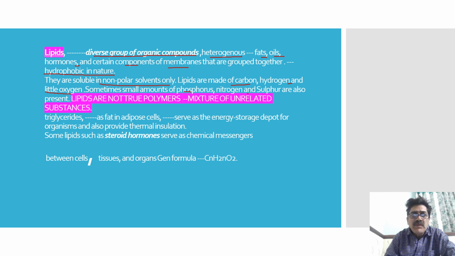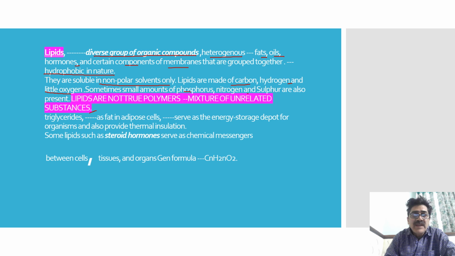One thing you need to remember: lipids are not true polymers. They are a mixture of unrelated substances. They are physically related. So this is the difference between lipids and carbohydrates or proteins. Proteins are polymers. Carbohydrates, you can also say polymers. They are chemically related, but lipids are physically related.